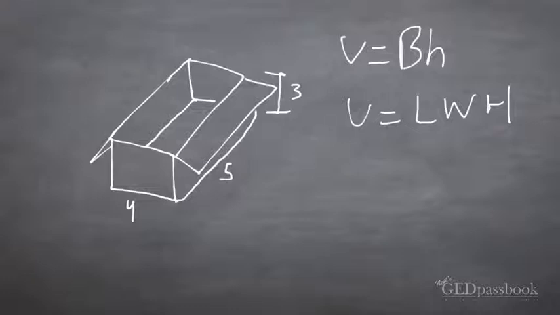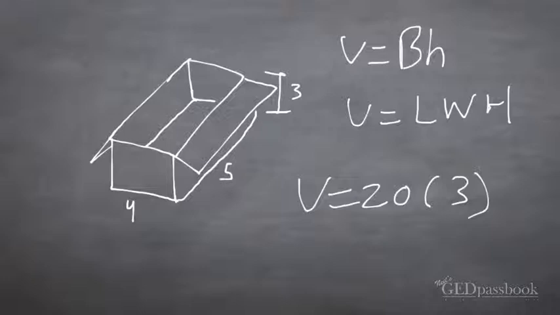You could use either formula, right? You could remember that one or you could remember this one. Either way, you're going to get the correct one. What's 4 times 5? 20 is my base. What's my height?